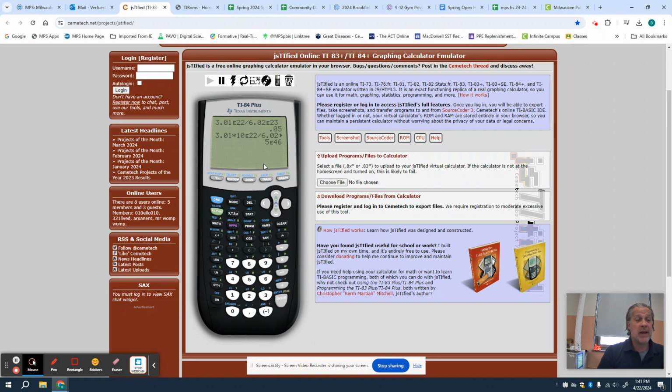The reason why that doesn't work is because you're adding times 10. In the calculator's language, it's saying 3.01 times 10 raised to the 22nd. The calculator doesn't know that you think that times 10 raised to the 22nd should be there. So don't do this right here. We should really focus on this first part right here.